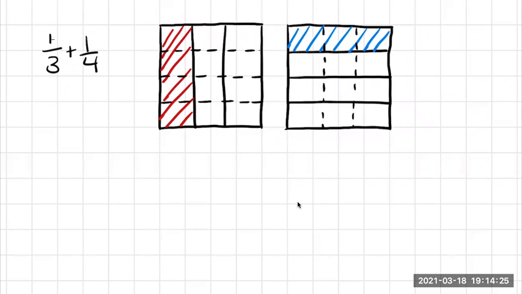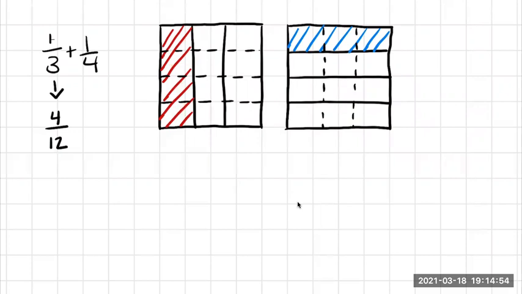So in our fractions, what we're ultimately doing is we're finding a common denominator. So now we have a total of 1, 2, 3, 4, 5, 6, 7, 8, 9, 10, 11, 12 pieces total, and 4 of those 12 are shaded. So our equivalent fraction to 1/3 is 4/12.